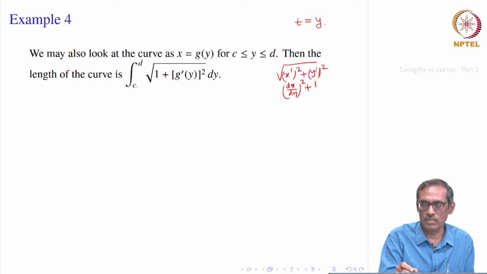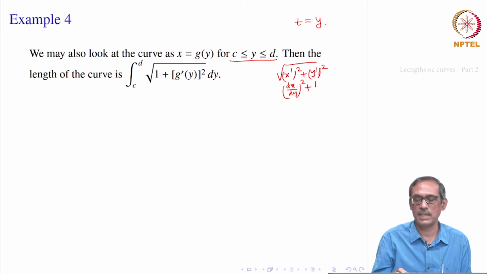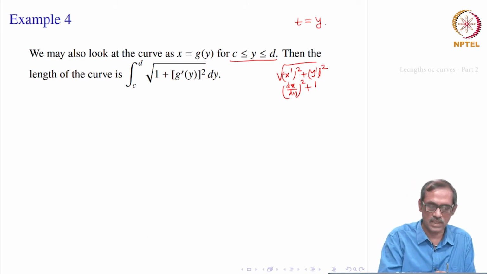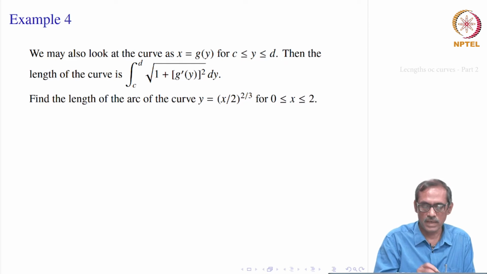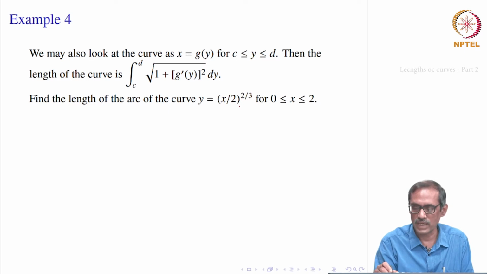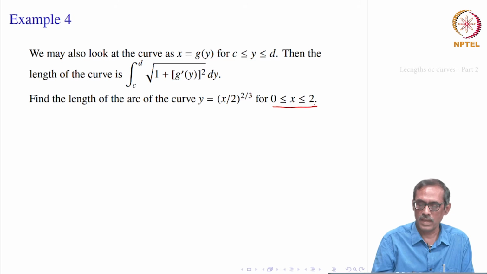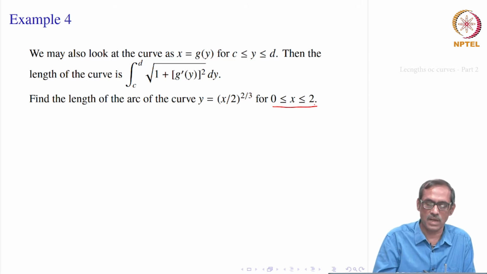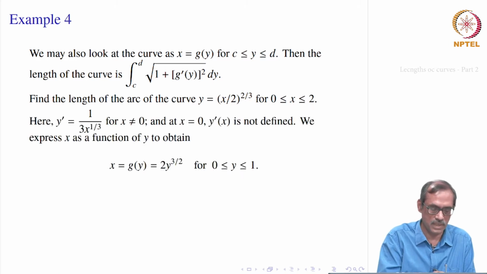That is how the formula will be the integral, with limits of y from c to d, of square root of 1 plus g prime y square dy. That will be the length of the curve. So, let us use that in solving this problem. Here we are asked to find the length of the arc of the curve y equal to x by 2 to the power 2 by 3. The arc is defined when x varies from 0 to 2, that is how it is given. Okay, now we look at it as a function of y. You can do it directly, of course, but let us see through y, which will be a bit easier.